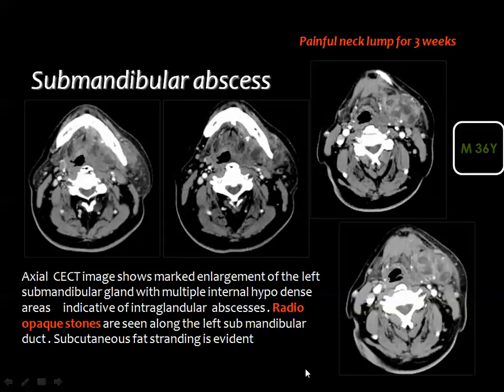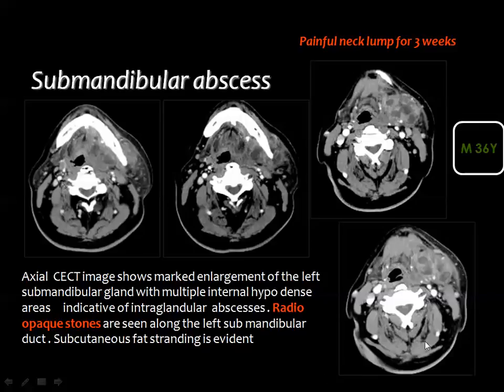And this is submandibular abscess. You see the submandibular salivary gland is markedly enlarged with multiple marginally enhanced cystic hypodense loculi of pus collections.